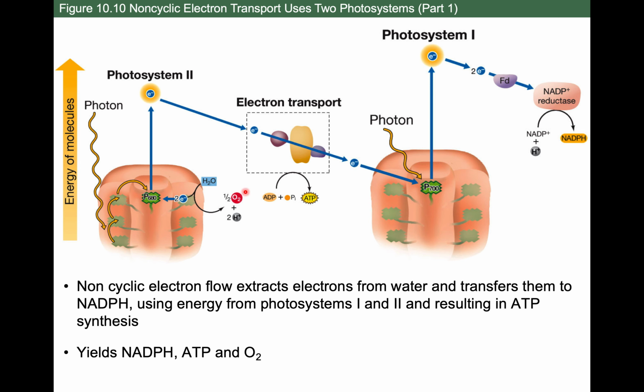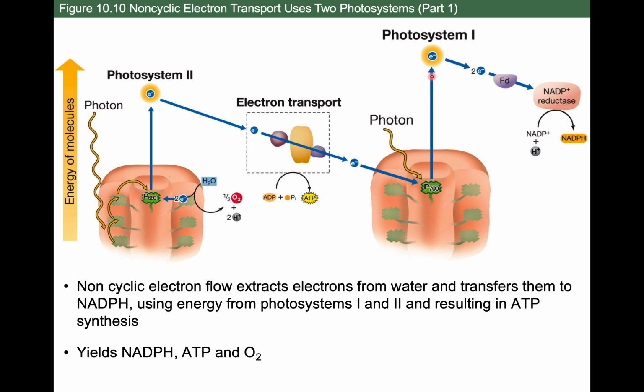But as you can see here, the way these work together is light energy is being funneled into the center of photosystem 2, causing electrons to be lost from that reaction center chlorophyll, get passed down an electron transport chain, and then given to the chlorophyll in the reaction center of photosystem 1.